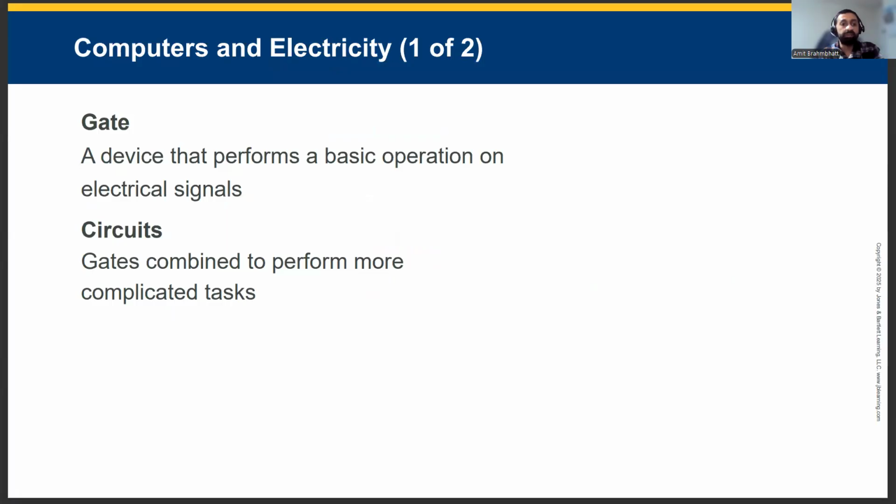Computers and electricity. Let's ground everything in electricity. A gate is a device that performs a basic operation on electrical signals. Its inputs and outputs are either low, 0, or high, 1. Circuits are just gates wired together to perform more complex tasks.